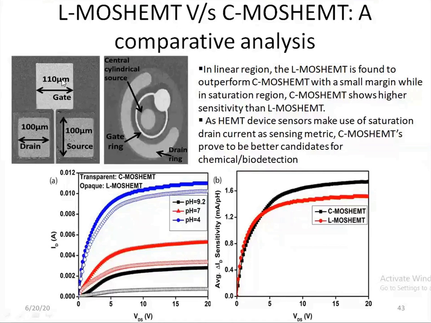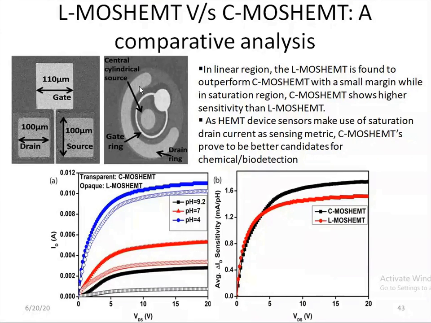Now I'll detail a few other varieties of HEMTs that we have fabricated. Here you can see 2 structures. One is a normal linear HEMT, having a source, drain and a gate in between. The second figure is a circular HEMT. Yesterday he was discussing a vertical HEMT. This is some other topology of a HEMT. Here you'll have a central cylindrical source, and then a ring gate and a circular drain. So this is another topology that can be used.